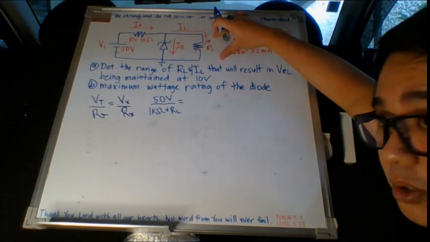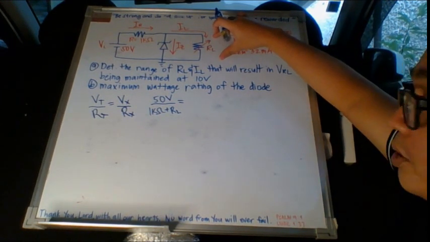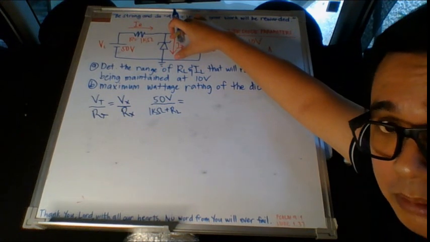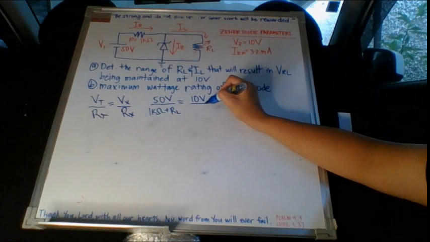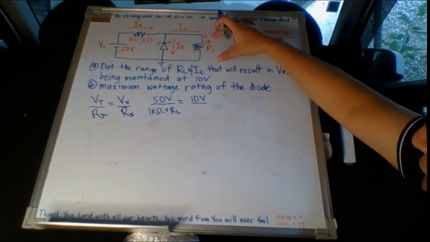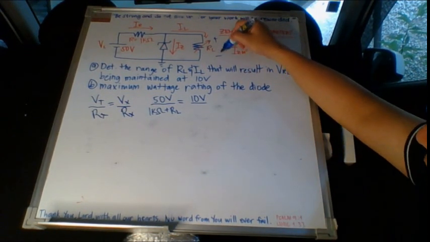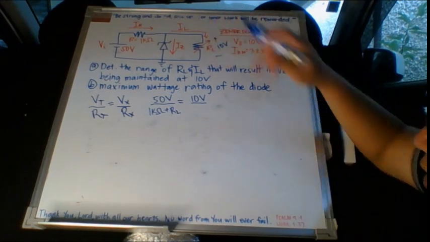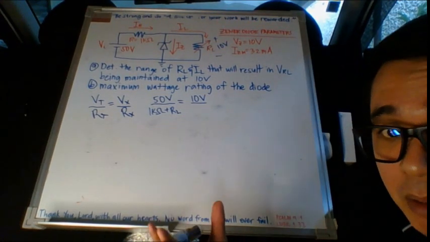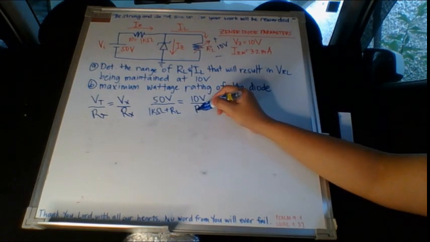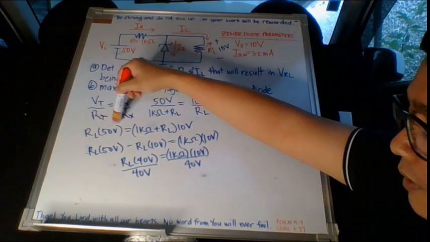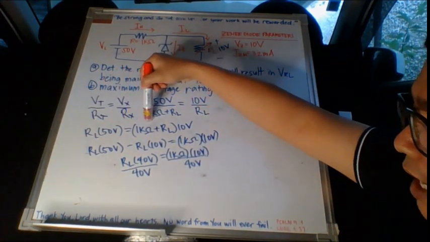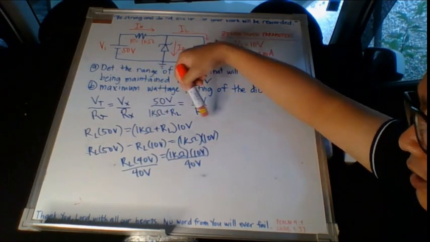So we are assuming na 10 volts siya and we are assuming na nag-regulate yung ating Zener diode. So let's write here 10 volts divided by the resistance at that point. So kung meron tayong for example 10 volts na nandirito, ano daw ba yung resistance niya? Hindi pa natin alam. So, we will write it down as R sub L. I-rearrange natin ngayon yung ating equation. We have R sub L times 50 volts equals 1K plus R sub L times 10 volts.